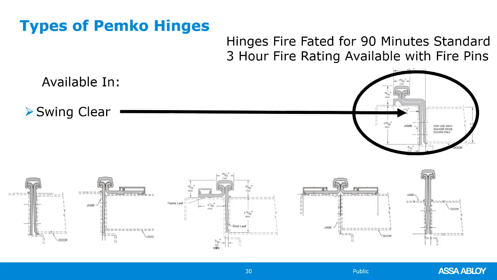Swing clear hinge. Swing clear hinge or offset hinge will take the door completely out of the opening. Now, if it's a full mortise swing clear hinge, the door has already been sized. If it's full surface, you do not have to resize the door, but it will act as a swing clear hinge and pull that door out of the opening an extra inch if you may need it.